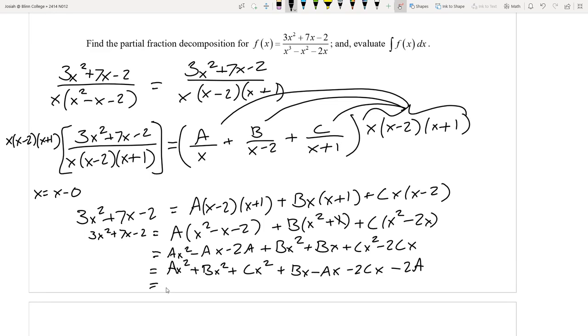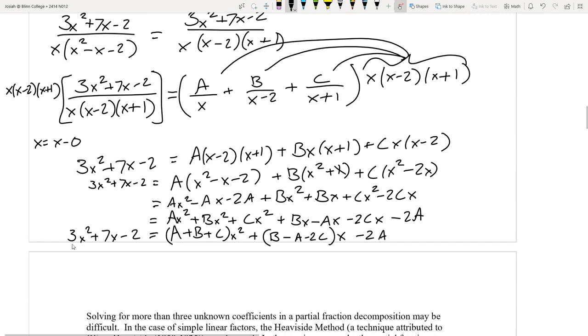And then we'll factor. So factor out the x squareds from the first group here. We have a plus b plus c times x squared. Factor out the x's from the second group. B minus a minus 2c times x. And then minus 2a. And so again, this should be equal to the polynomial on the left side here for every value of x. And since that's true, it means that these coefficients must match up.